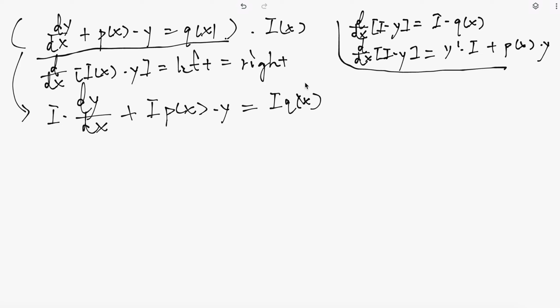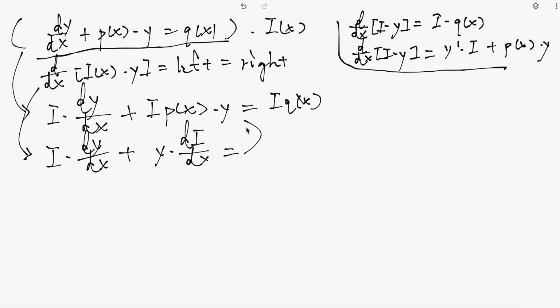Okay, so we see a problem here. We can actually cancel out one term from the left side of the equation. Let me expand this. It will be I times dy over dx plus y times dI over dx. So here, as you can see, I times dy over dx appears on both sides of the equation, which means we can cancel out this term, and we can also cancel out the y on both sides of the equation, which leaves us only dI over dx is equal to I times P(x).